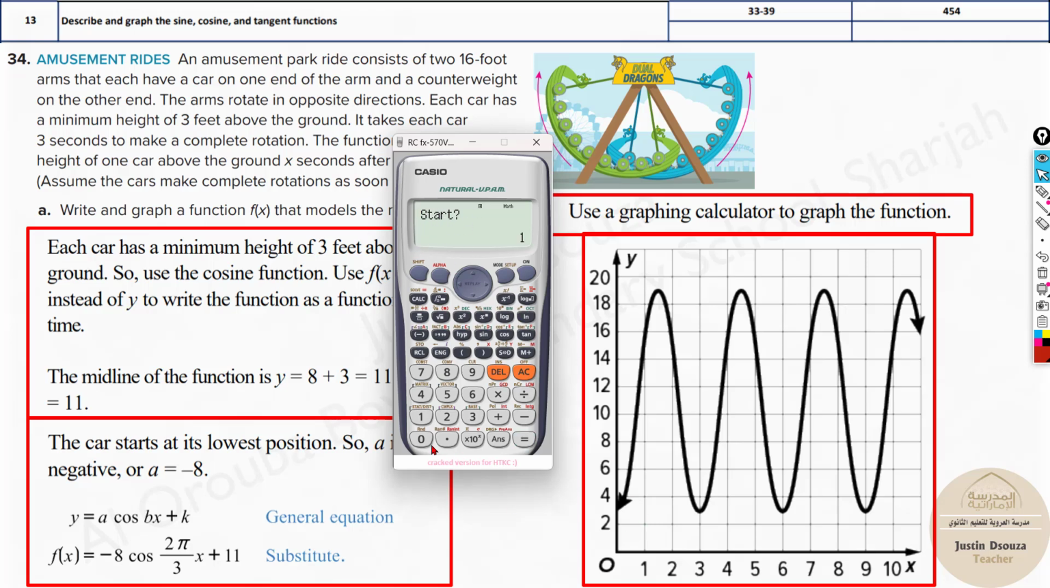Now what about start? Let's start at 0. We know what the period is, right? The period is 3. So I will take 2 periods. I will take until 6. Starting at 0 and ending at 6. And what is the step? From 0 to 3, I need to have at least 4 points. So what I'll do is, 3 divided by 4 is 3 fourths, 0.75. I'll take the step as 0.75.